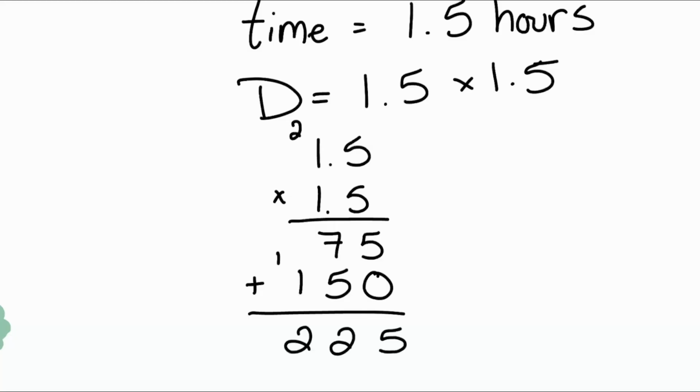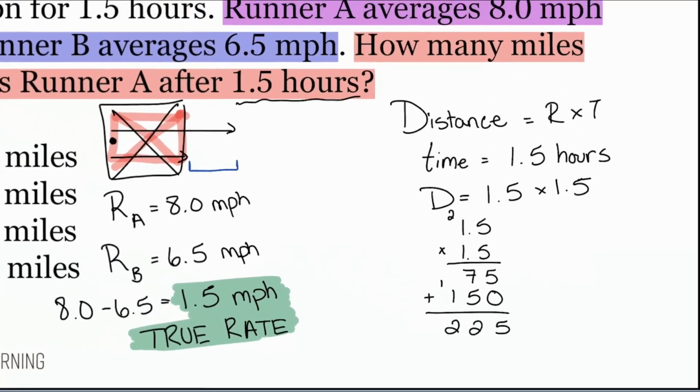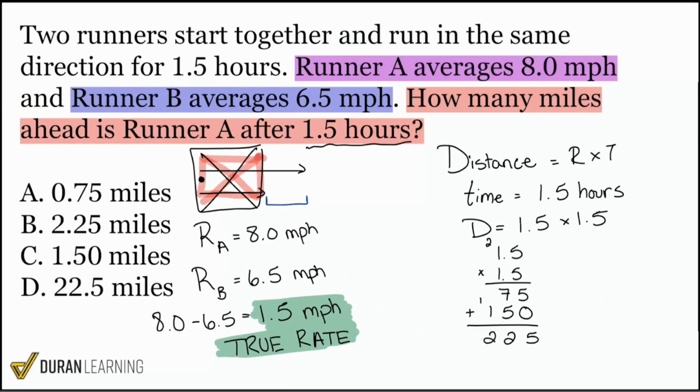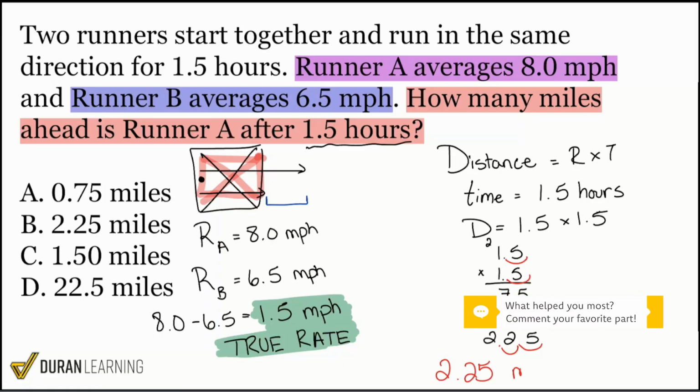And how many decimal places are we bringing back, though? Well, we see that we have 1 decimal place up top, 1 decimal place on the bottom, and that's going to make it 2 decimal places that we're going to bring back. 1, 2. There we are. And that's what makes the correct answer for this problem, 2.25 miles. That's going to be answer choice B.